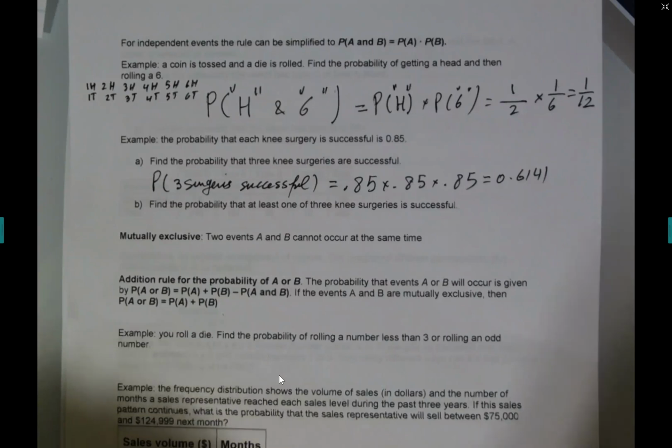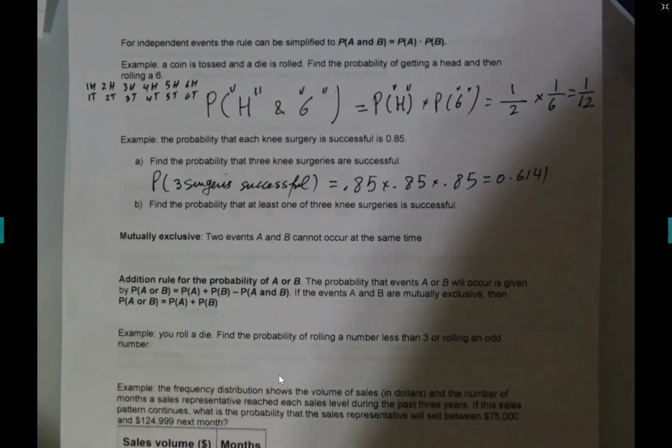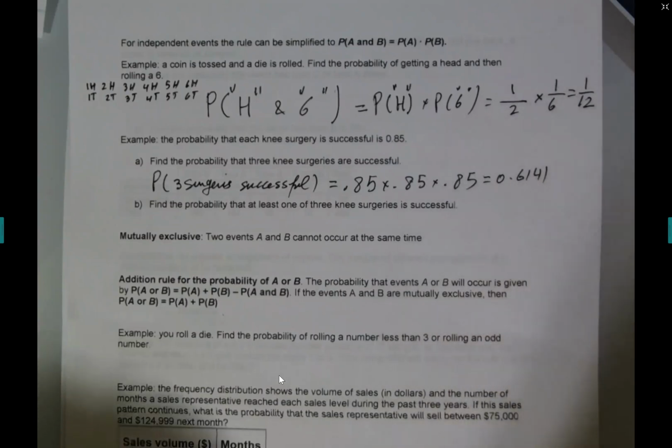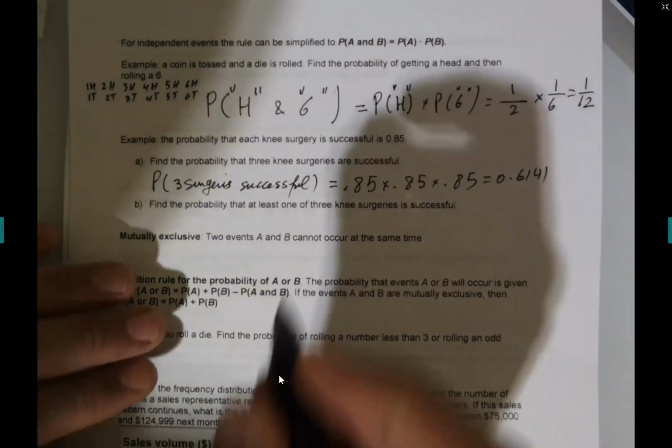Sir, I have a question. Yes. So we can't put like 0.85 times 3? We have to put it 3 times. Definitely, because 0.85 times 3 means 0.85 plus 0.85 plus 0.85. Oh, okay. Never add. Remember that. And try it, if you multiply, you're going to get an answer over 1. It's impossible to have a probability over 1. Okay. Thank you.